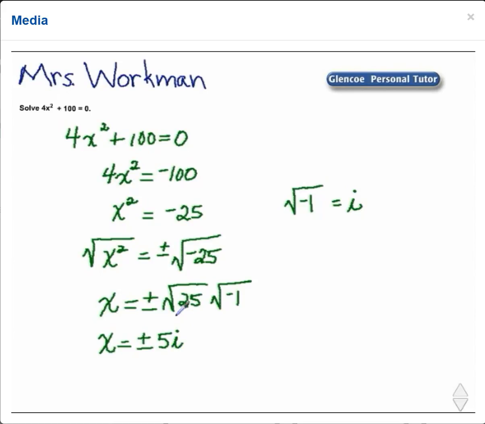We were asked to solve 4x squared plus 100 equals 0, and we have done that, and we know that x is equal to plus or minus 5i.